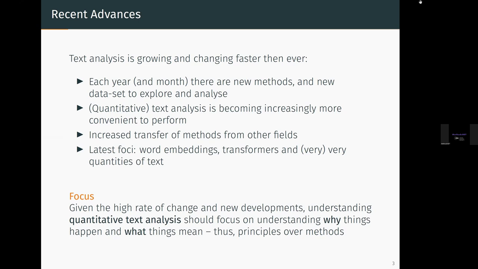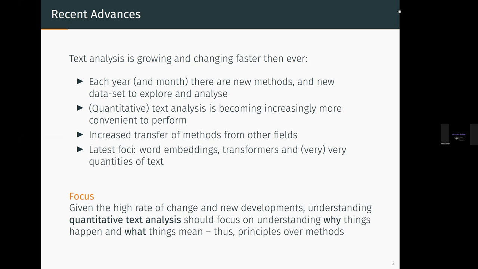And one of the things that's been helping is that there has been increased transfer of methods from other fields. So quantitative text analysis in social sciences has profited a lot, for example, from the recent developments in computer science and other related fields. It's been coming up very soon. And the latest big hot things are word embeddings, transformers, and very, very large quantities of texts. This big data, that term which is being used and abused all the time. But where earlier the problem was that we had to find text, now the problem is that there is too much text, and we have to get rid of it once in a while.